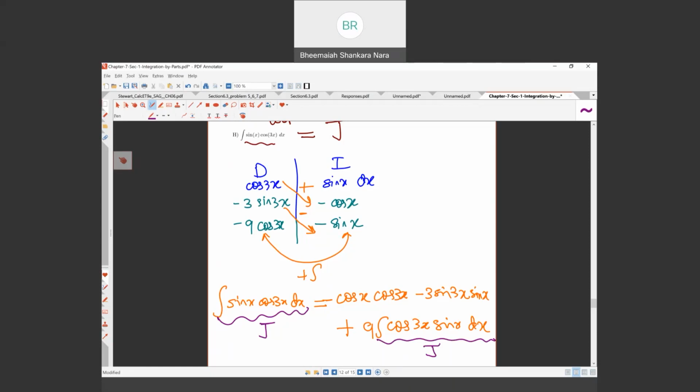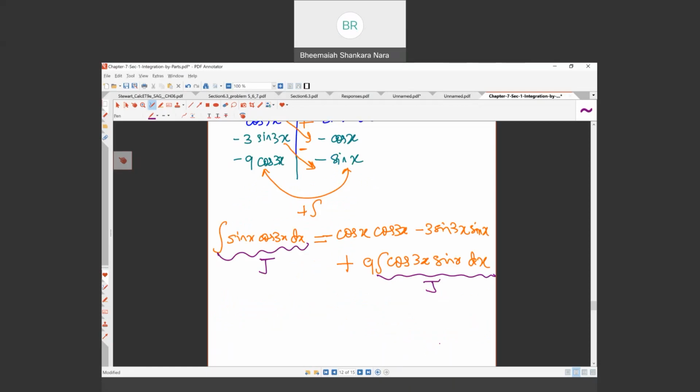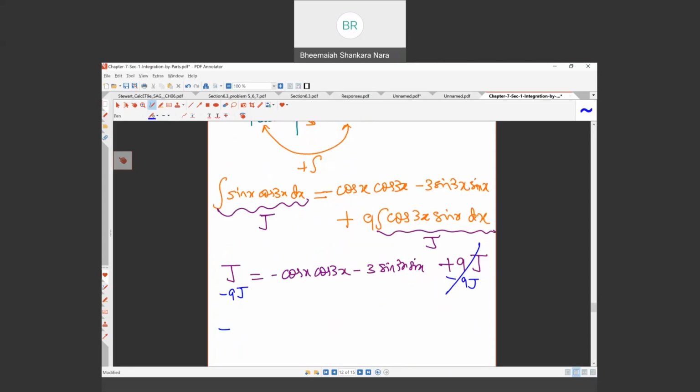So what you want to integrate is also there on the right hand side. So now you will replace the common integrals by the term j. So j equals negative cosine x cosine 3x, negative 3 sin 3x sin x, plus 9 times j. Now this becomes an algebraic equation. All you're trying to do is solve for j. So add a negative 9j on both sides. Get rid of this 9j on the right. Simplify the left hand side. You have negative 8j, and then you have negative cosine x cosine 3x, negative sin 3x sin x.